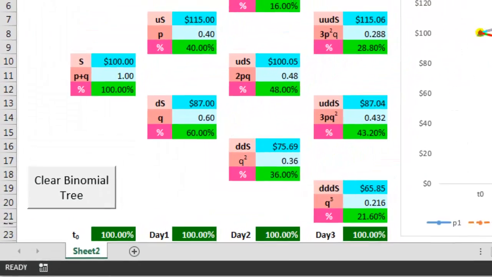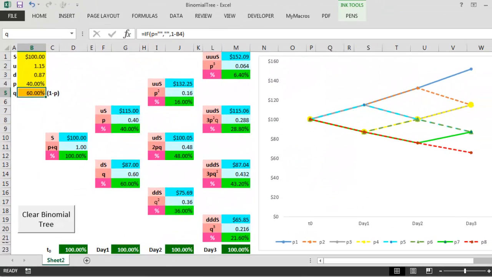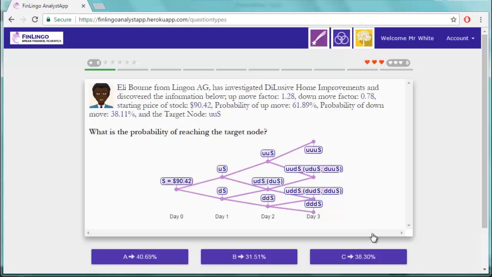And so now we can tackle a binomial probability question on Finlingo.com. Here's the question. Select the key information. Now we actually only need the P and the Q information as well as the node. We don't need the S, the U or the D. So for the moment let's ignore those.